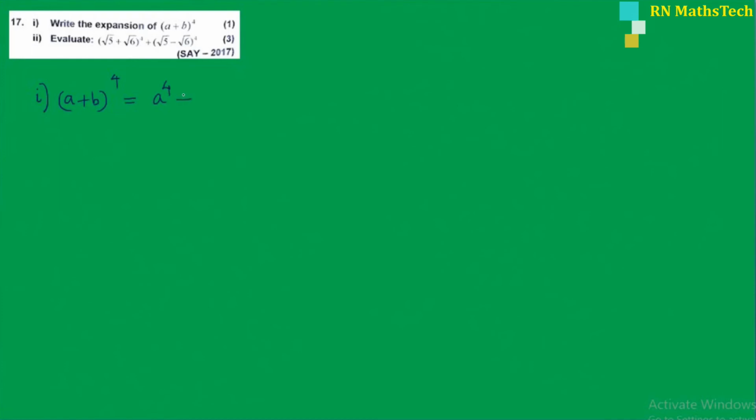a raised to 4 plus 4a cube b plus 6a square b square plus 4ab cube plus b raised to 4 എന്നായിരുന്നു. Now a minus b raised to 4 എന്ന് പറയുന്നത് a raised to 4 minus 4a cube b plus 6a square b square minus 4ab cube plus b raised to 4 ആണ്.